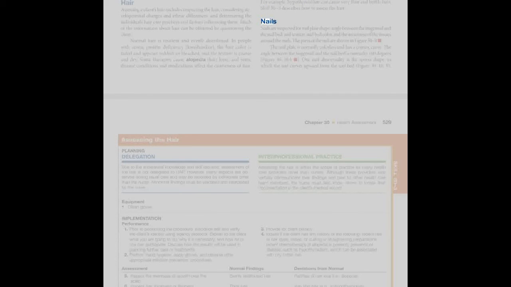Nails. Nails are inspected for nail plate shape, angle between the fingernail and the nail bed, nail texture, nail bed color, and the intactness of the tissues around the nails. The parts of the nail are shown in figure 30-9. The nail plate is normally colorless and has a convex curve. The angle between the fingernail and the nail bed is normally 160 degrees, figure 30-10a. One nail abnormality is the spoon shape, in which the nail curves upward from the nail bed, figure 30-10b.